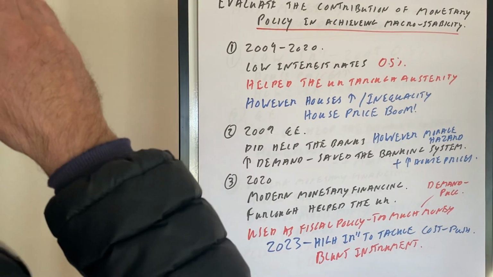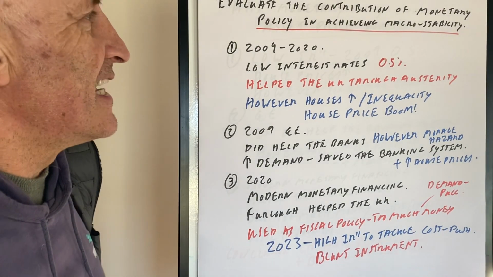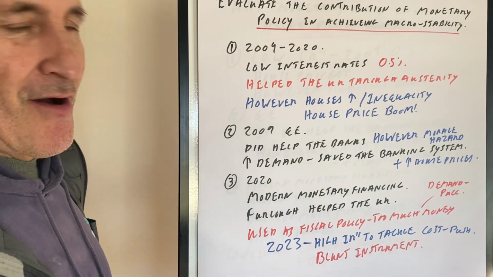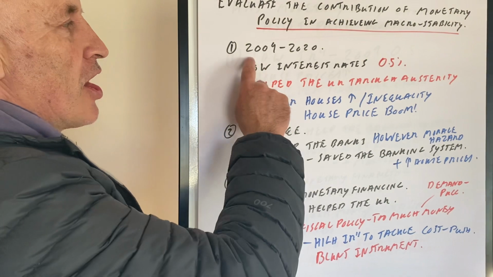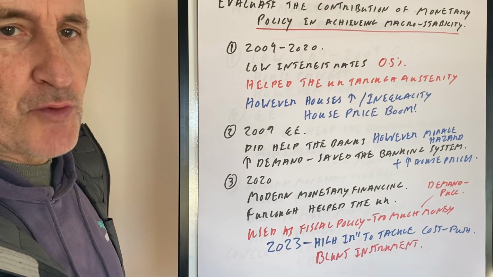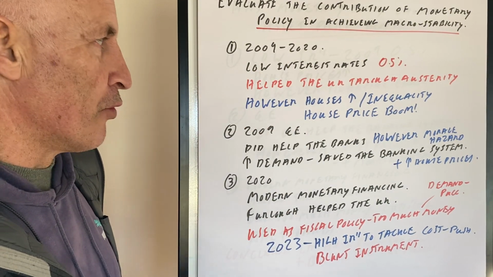Okay, so this one here is: evaluate the contribution of monetary policy in achieving macrostability. Now, it looks like a really hard essay, but actually it's quite an easy essay. So 2009 to 2020, we had really low interest rates in the UK at 0.5%.